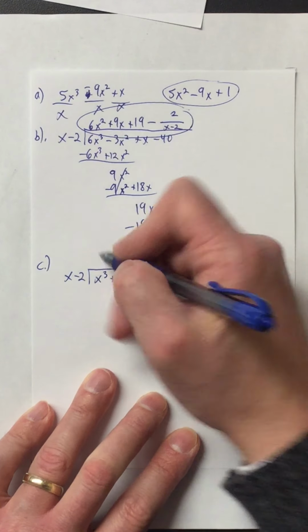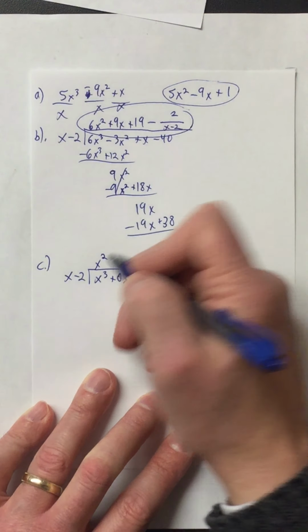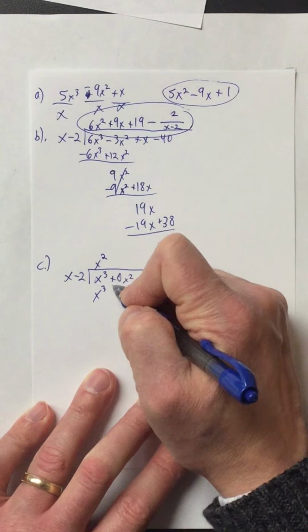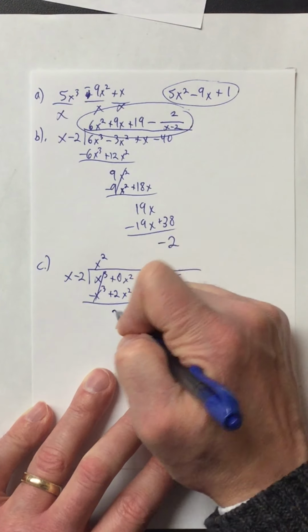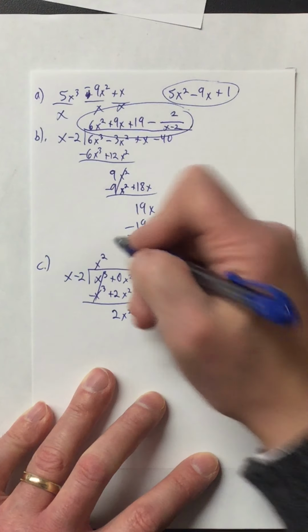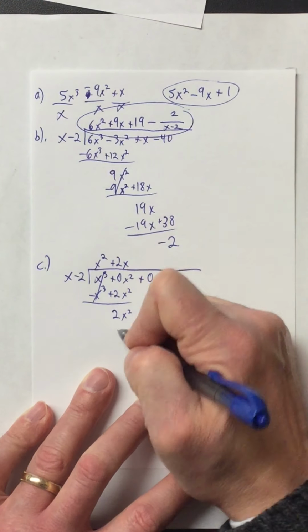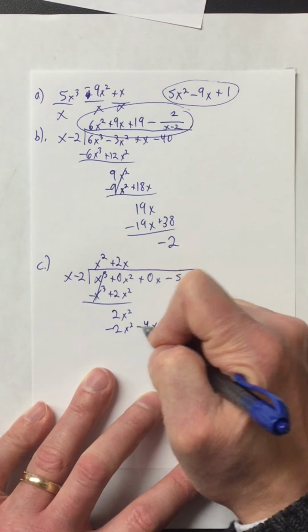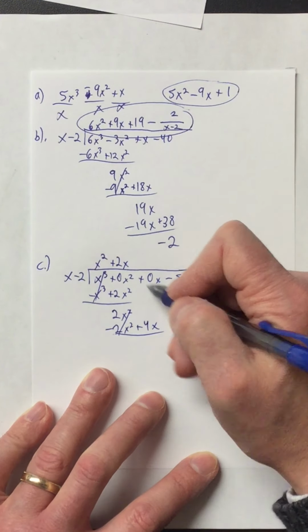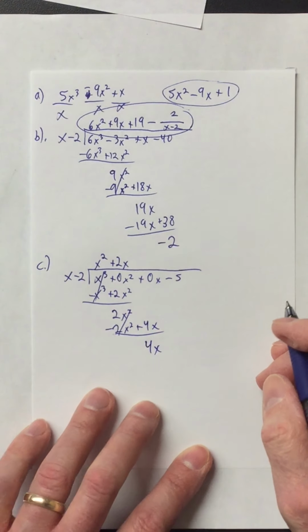All right, let's work through this one. I'm going to take out an x, get x squared, multiply it back in, and negative 2x squared here. I'm going to flip my signs. That cancels. I get 2x squared. Take out an x, multiply it back in. I'm going to get negative 4x. Flip my signs. That's going to cancel. Add these together. I get 4x.